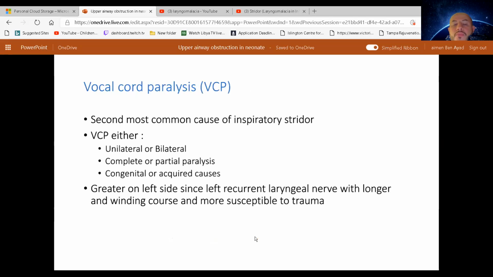Now, we're going to cover vocal cord paralysis. It's considered the second most common cause of inspiratory stridor. What I need you guys to know about the vocal cord: what's the function of the vocal cord? It's two: airway, adduction, abduction, and phonation, correct? Or protect the airway and sounds.